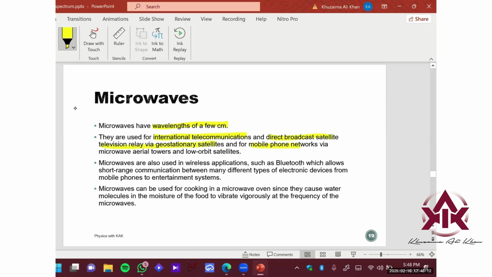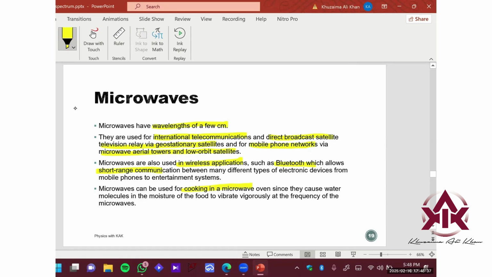Again, mobile phone networks, microwave aerial towers over here, and it is used in wireless applications here, such as Bluetooth devices, short range communication. Let's say you use Bluetooth to transfer mobile videos, pictures, games, and so on and so forth. They are also used for cooking, which is pretty common in every household.